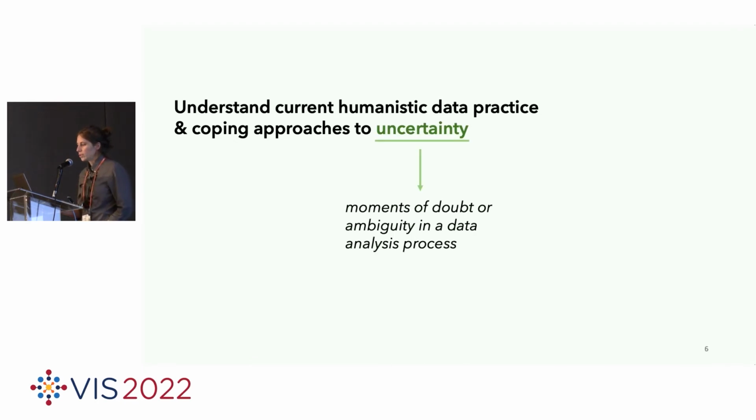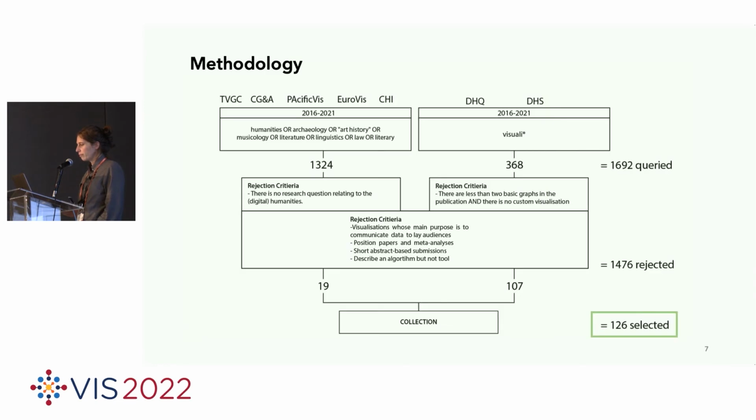And I'll take a moment here to explain what we mean when we talk about uncertainty. We use the term to denote moments of doubt or ambiguity in the data analysis process. So such a definition includes uncertainty that derives from all stages of the analysis, from data collection up to the modeling. And I will give more examples of what I mean with this later in the talk. To answer the research question, we conducted a systematic literature review where we queried papers from visualization as well as digital humanities venues, and we filtered the papers based on some criteria that are mentioned in more depth in the paper, ending up with a corpus of 126 publications that use visualization as a core research method.